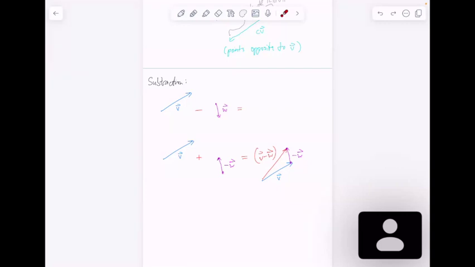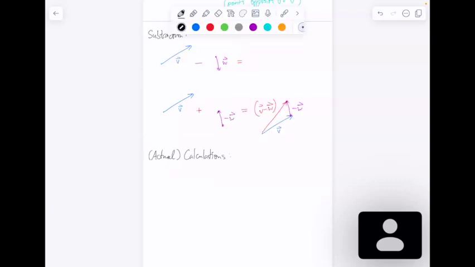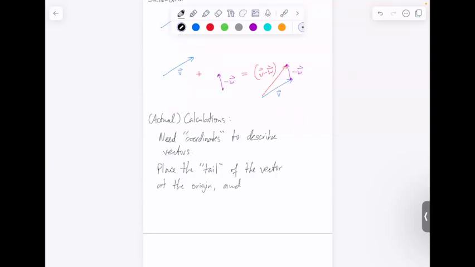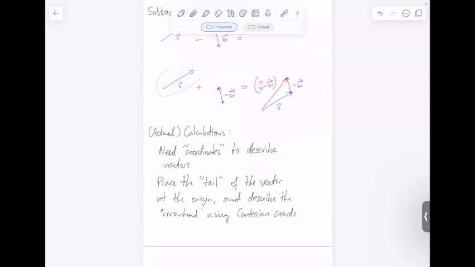Let's see how we could actually do some calculations with vectors that are not just caveman drawings. Okay, so just like we have coordinates for positions, in R2 we could describe a point by two quantities, x and y. We want to find a way to actually quantify what a vector is. So we need coordinates to describe vectors. So what we do is you place the tail of the vector at the origin and describe the arrowhead using Cartesian coordinates. Right.